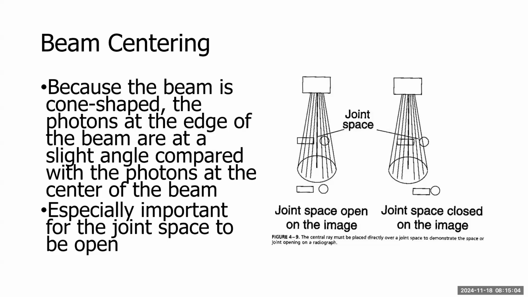So you can see in this picture here, this is supposed to represent what it would look like if you're centered well to the joint space and if you're not. So in this picture here, this is just supposed to represent two parts, okay?